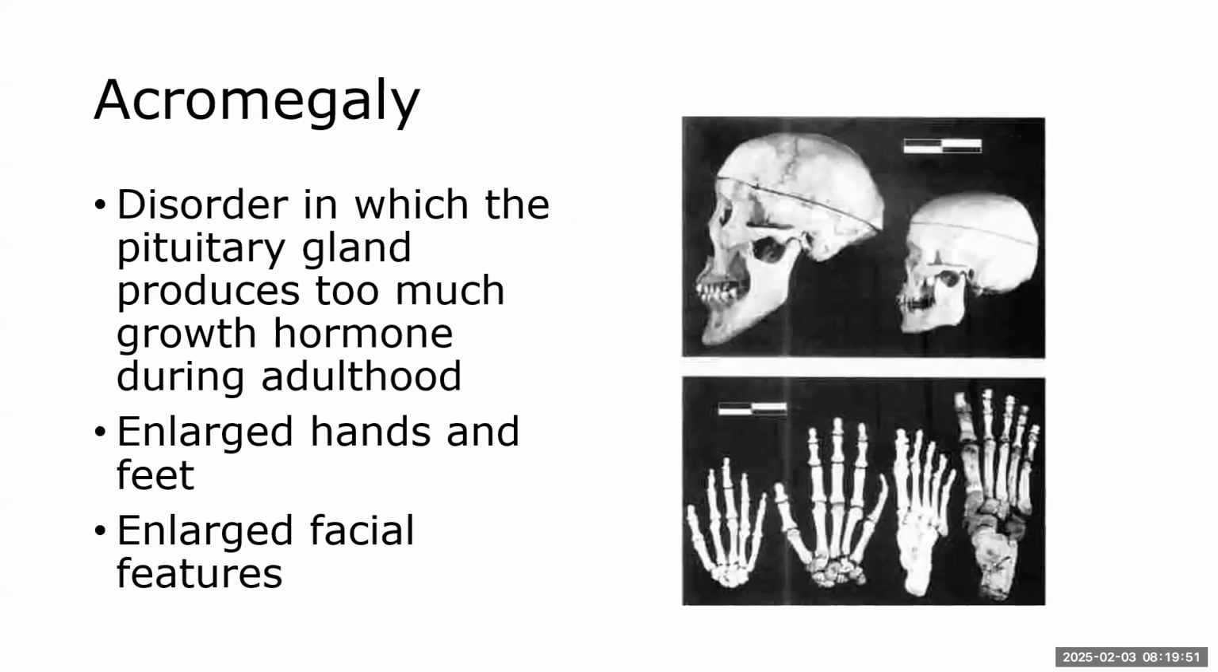So acromegaly. These are additive. We're going to do the additives first. Acromegaly is a disorder in which the pituitary gland produces too much growth hormone during adulthood. So anybody remember Andre the Giant, the wrestler? This is what he had, acromegaly, where they're just massively larger than normal. Everything, look at the size of the skulls. I mean, everything is just bigger. Enlarged hands and feet, especially enlarged facial features.